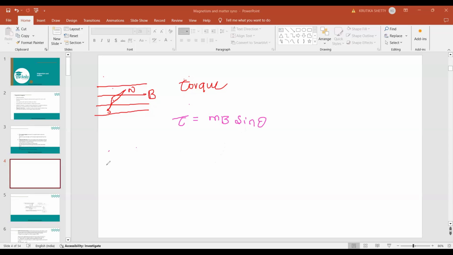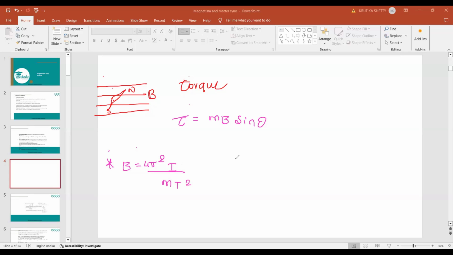The magnetic field for this is given by B equal to 4 pi square I divided by M into T square, where I is the moment of inertia and T is the time period.